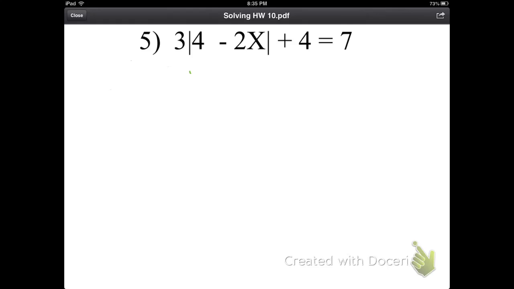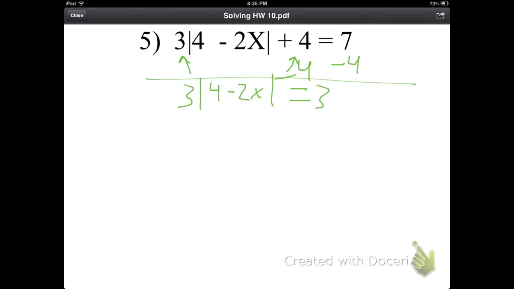So just like solving stuff, the absolute value is closest to the 3, so we need to get rid of the 4 first. To get rid of the 4, you subtract 4. What you do to one side, you do to the other. Now you've got 3 absolute value of 4 minus 2x equals 3. Now you need to get rid of the 3 in front by dividing by 3, and you're left with absolute value of 4 minus 2x equals 1.